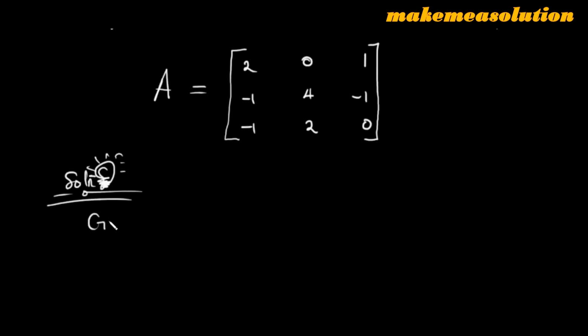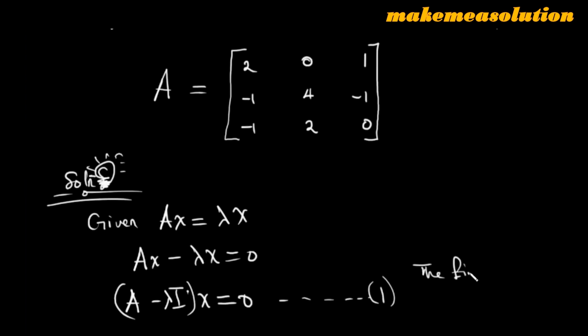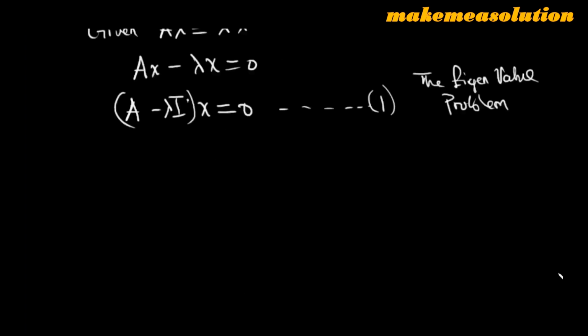When you're given Ax = λx, this evaluates to Ax − λx = 0. Then when you factorize x, you have (A − λI)x = 0. So this is equation 1. It's called the eigenvalue problem, or the eigenvector problem.